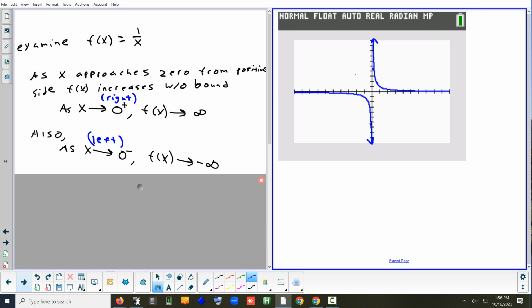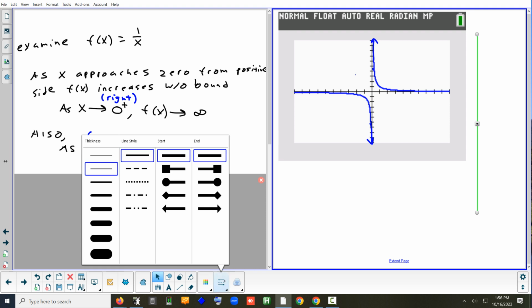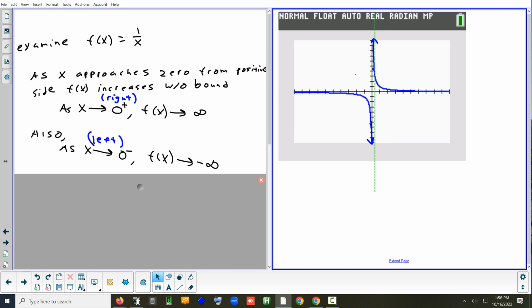Now, when you start to approach a number, and all of a sudden one side curves up and the other side curves down, kind of like it splits, that means you usually have a vertical asymptote. So we would draw it like this. I'm going to make it a different color because if it's black, you can't see it very well. Well, yeah, you can kind of see it.